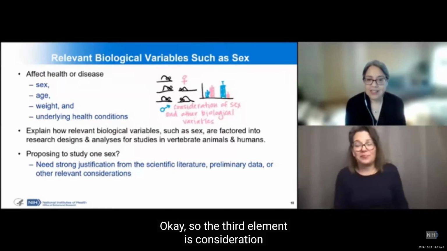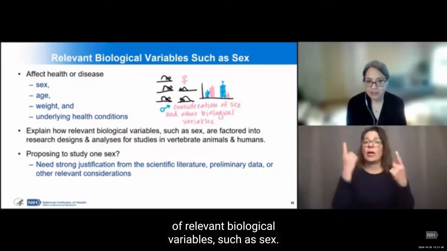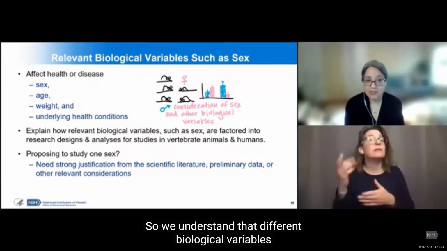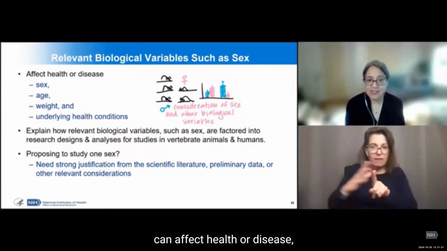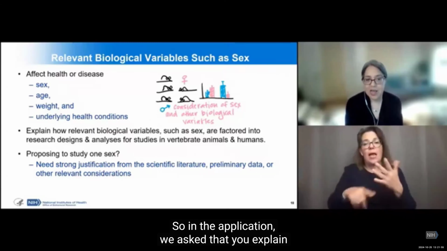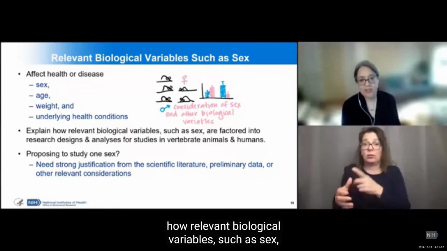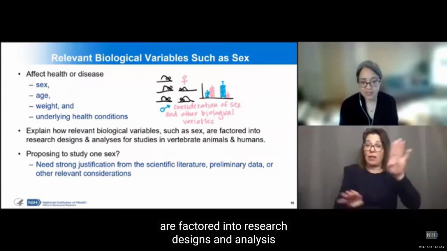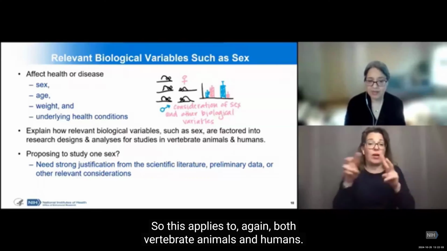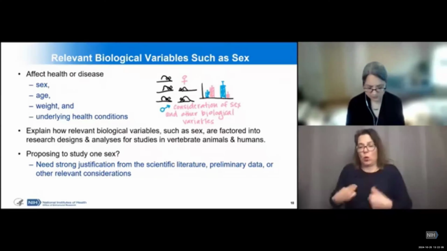Okay, so the third element is consideration of relevant biological variables such as sex. We understand that different biological variables can affect health or disease, and those include sex, age, weight, and any underlying health conditions. So in the application, we ask that you explain how relevant biological variables such as sex are factored into research designs and analysis for studies in vertebrate animals and humans. So this applies to, again, both vertebrate animals and humans.